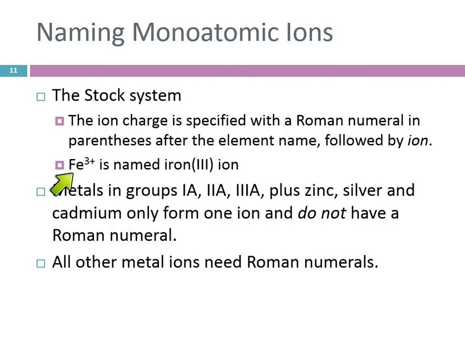So the example here, Fe3+. If we find iron on the periodic table, it's in that middle section, the transition metals. We can't predict what its charge is just by looking at the periodic table. Turns out iron can be +2 or +3, depending. How do we know which one? This is Fe3+, it's named iron(III) ion.